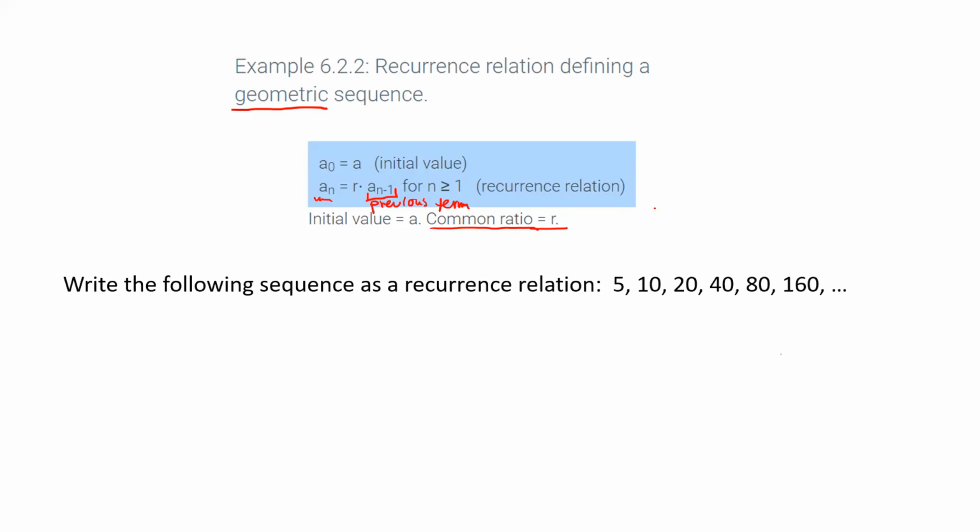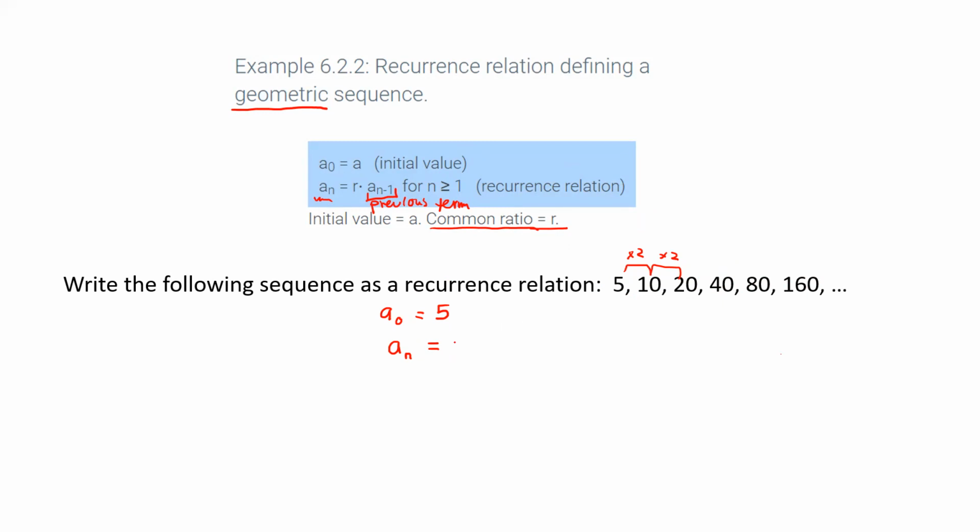So let's see if we can take this geometric sequence and write it as a recurrence relation. A naught is going to be our very first initial term, which is 5. And then A sub n, any term, can be found by taking whatever that common ratio was. And remember, looking back, we had seen earlier that the second term was the first term times 2. We're always multiplying by 2. So the common ratio for this is 2.